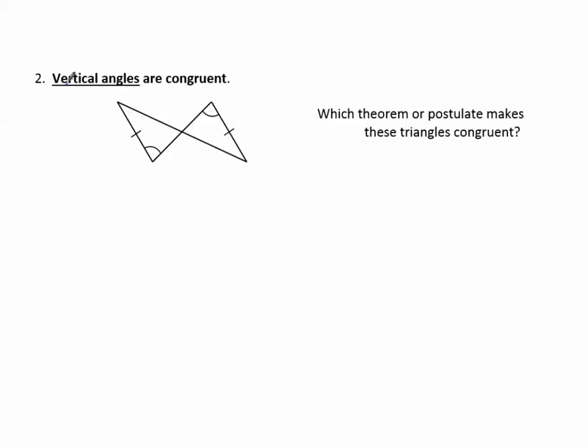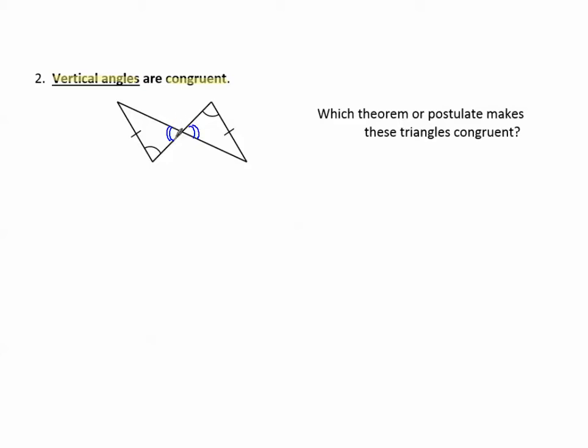Another thing we'll come across is vertical angles. Remember that vertical angles are congruent. They're not going to mark vertical angles for us in the picture. We just have to remember to see them. Remember our bow tie angles, or the angles right across from each other from the intersecting lines? Those are congruent to each other, so I'm going to mark them in the picture.